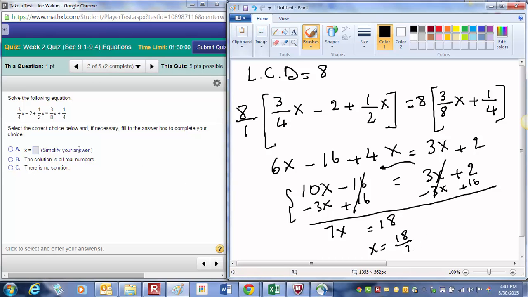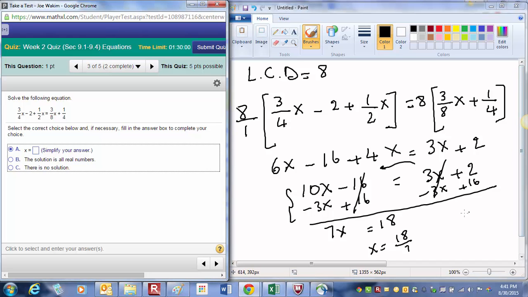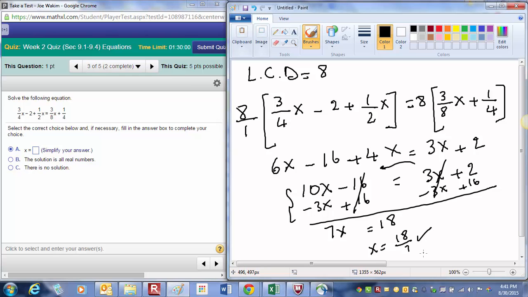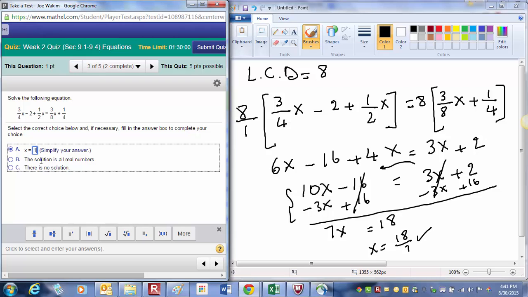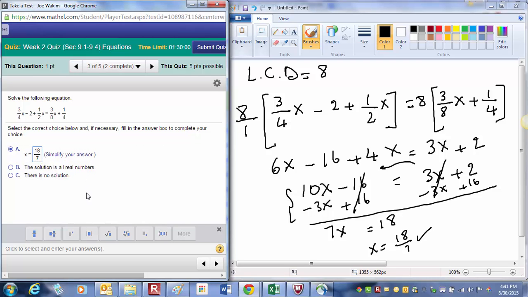So the question is, show the correct choice below. Fill in the answer to complete your choice. Simplify your answer. So I cannot simplify my answer anymore. I want to keep it in the fraction notation. 18 and 7 have no common factor, so I'm going to leave it as 18 over 7. We cannot simplify this fraction anymore, even though it's an improper fraction. MyMathLab does not want us to change it to a mixed number. So let's keep it as 18 over 7. We will see what happens later on.